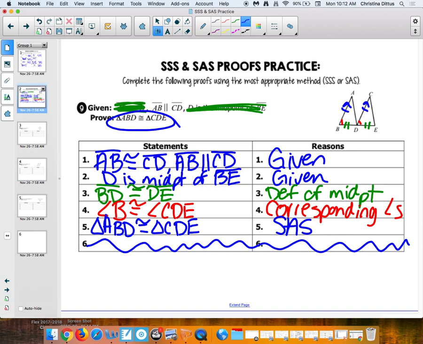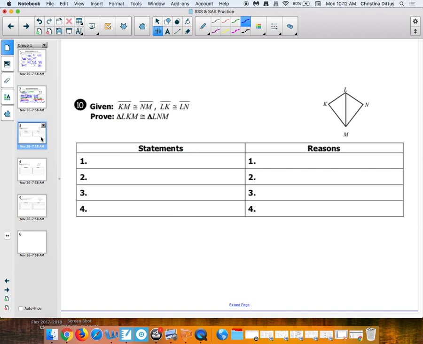Another one. First part of my proof is always what? Given. Okay, M is congruent to NM.